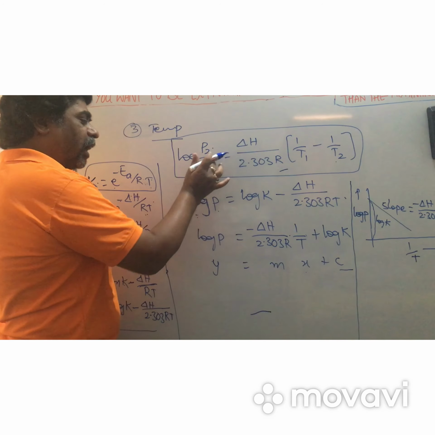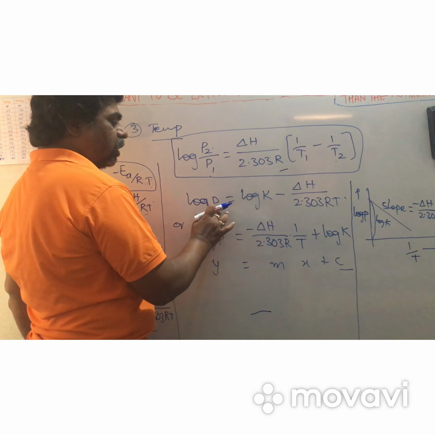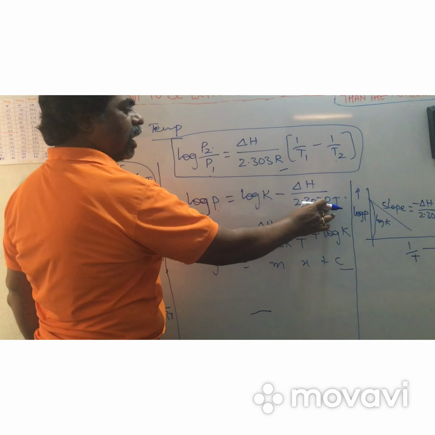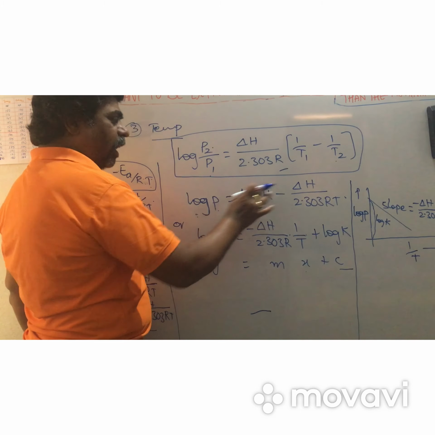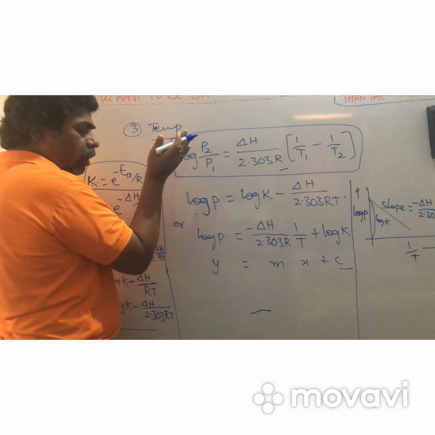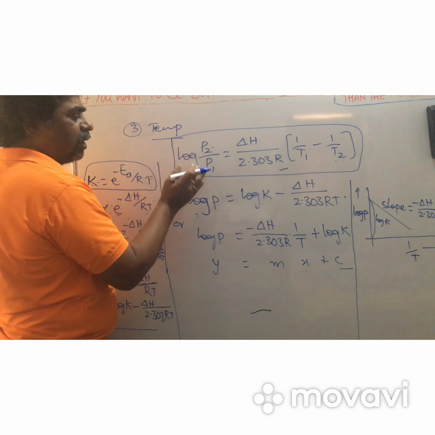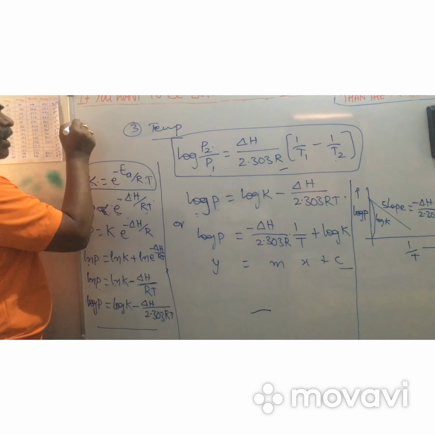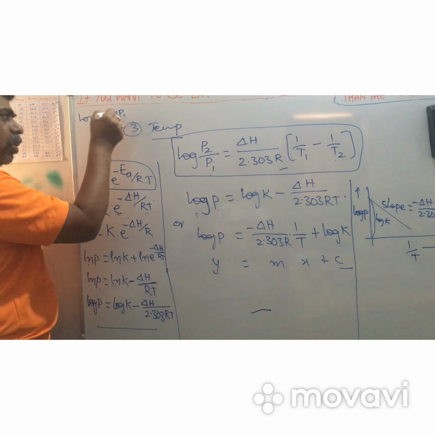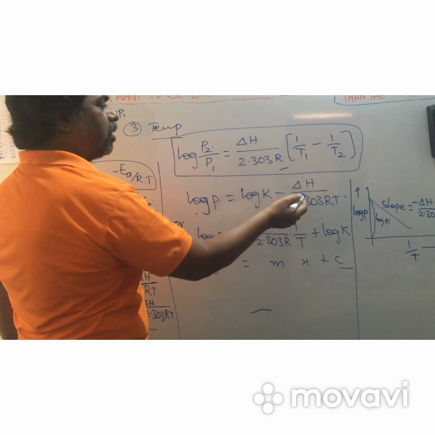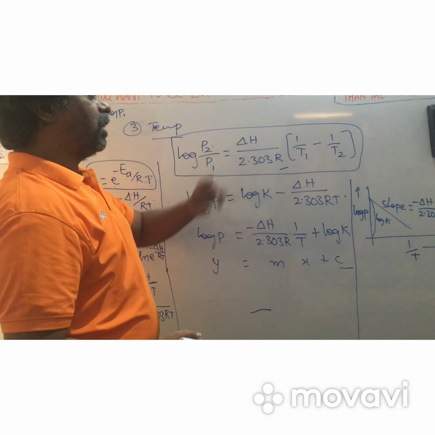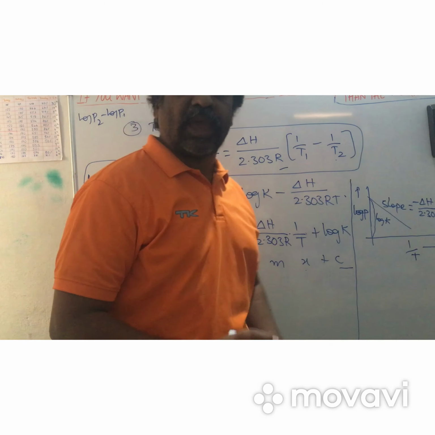So how do we get this? At temperature T1 the pressure is P1, so we get log P1. Delta H for the liquid is constant and R is the gas constant. Similarly we get log P2 at T2. Take the second equation minus the first equation. On the left-hand side we get log P2 minus log P1, which equals log P2 by P1. The right-hand side is also subtracted, log K cancels, and the remainder is delta H by 2.303 R. This is the effect of temperature.